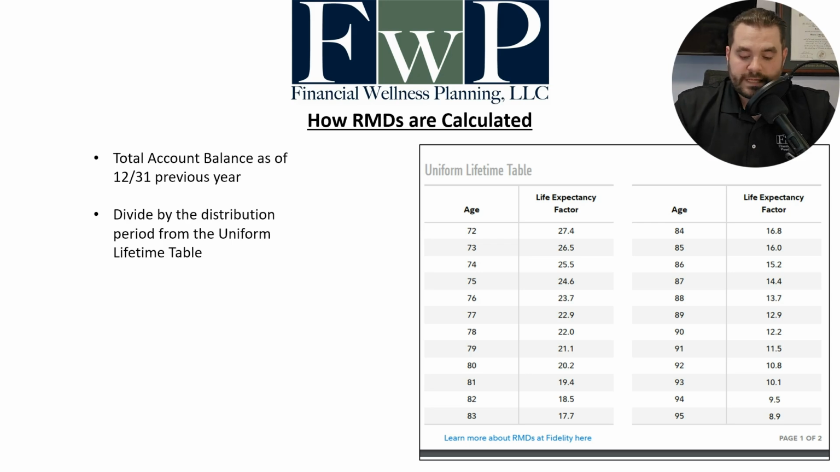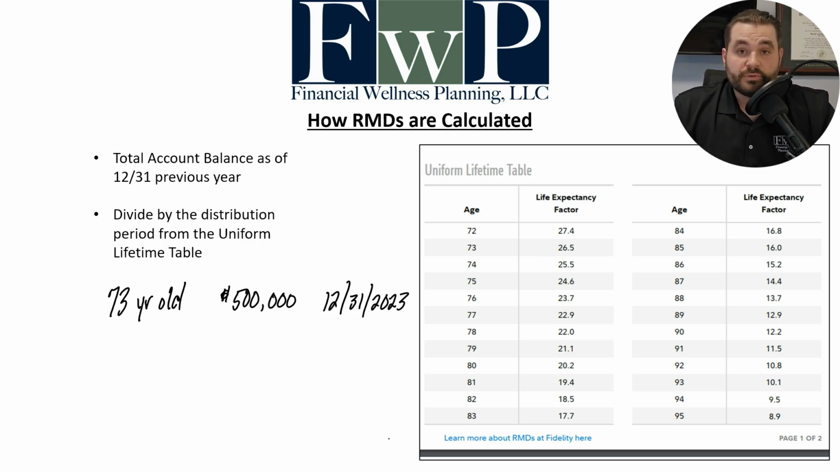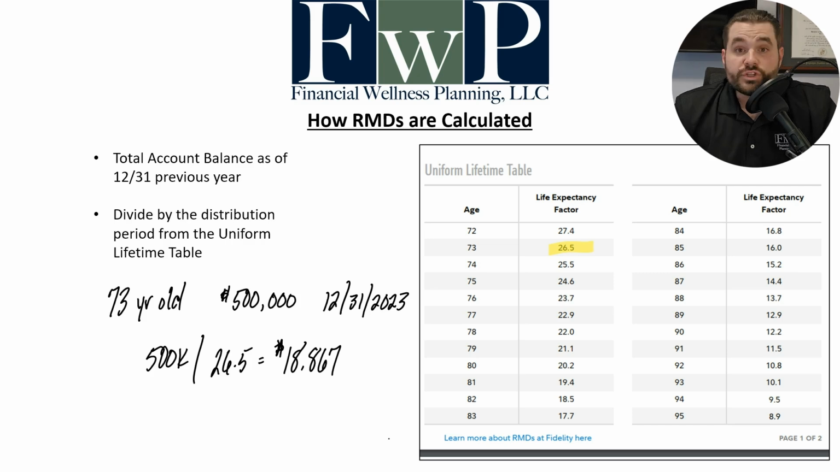So as an example, let's say that we had a 73-year-old with $500,000 in their pre-tax retirement accounts. And this is at the end of 2023. To figure out what their RMD would be for 2024, we're going to take the $500,000 and divide it by 26.5. So if we divide the $500,000 by 26.5, this individual's RMD for 2024 would be $18,867. So what this means is that before the end of 2024, this individual needs to remove $18,867 from their pre-tax retirement accounts.